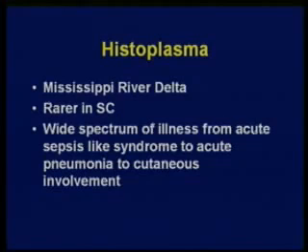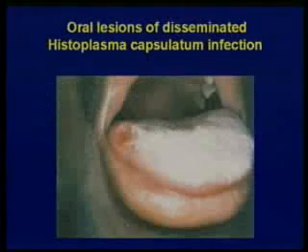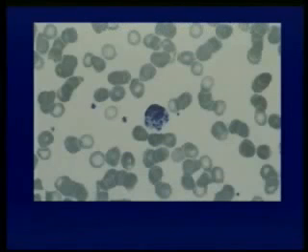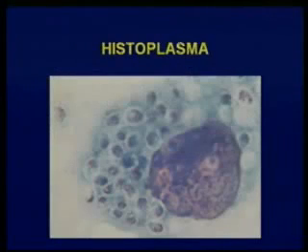Let's talk about Histoplasma. The Mississippi River Delta region is very endemic for this organism. It's rarer in South Carolina, but can occur. There's a wide spectrum of illness from acute sepsis-like syndrome to acute pneumonia to cutaneous involvement. Here's an oral lesion for Histoplasma, an ulcer. You have to do a biopsy or urine histoplasma antigen. Here's the organism occurring in a macrophage, and here it is at higher magnification. Here's the organism here.